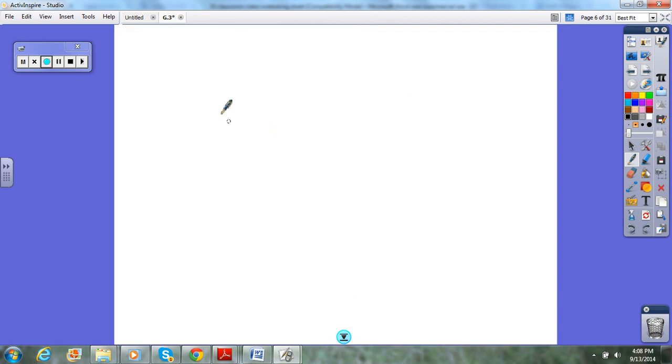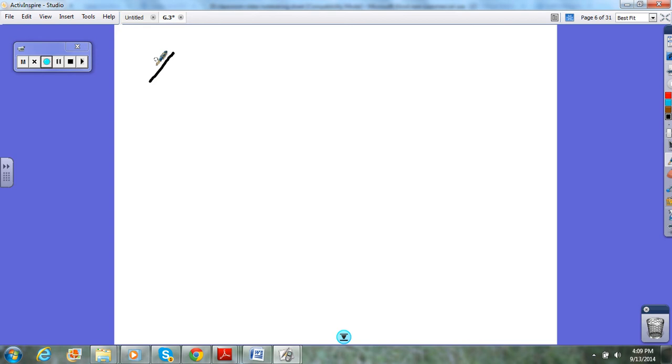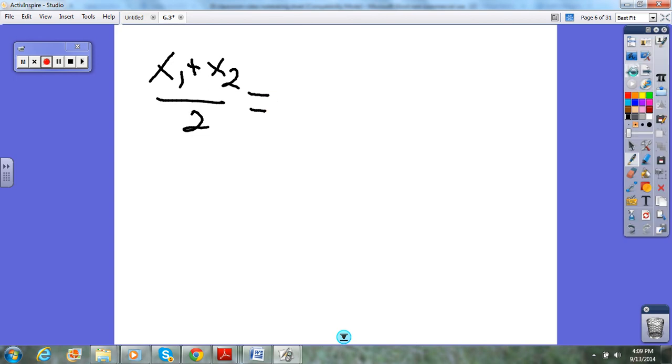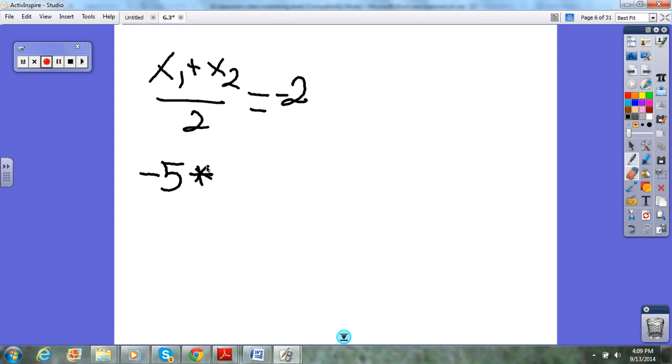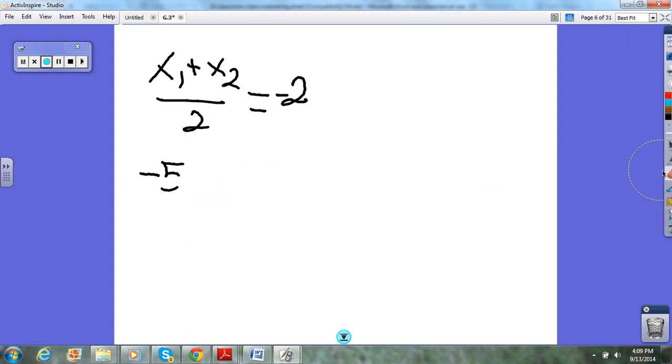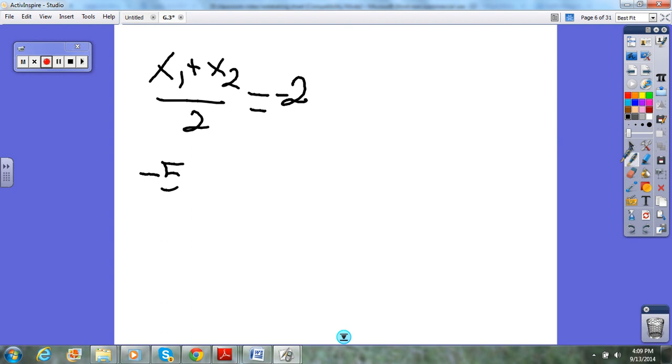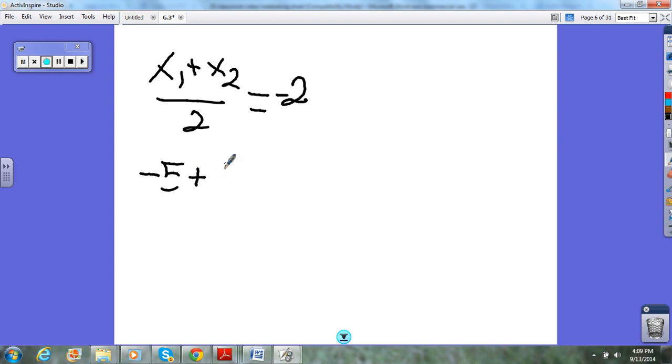So if we take our formula that we have, let's start with our x. We know x1 plus x2 divided by 2 is going to be equal to our x-coordinate for our midpoint, which is -2. So let's set that equal to -2. If we take our x-coordinate for point C, we know that is -5. So let's substitute that in for one of our x values. Okay, don't want to confuse anybody with my poor writing. So we have -5 plus x2 divided by 2 equals -2.